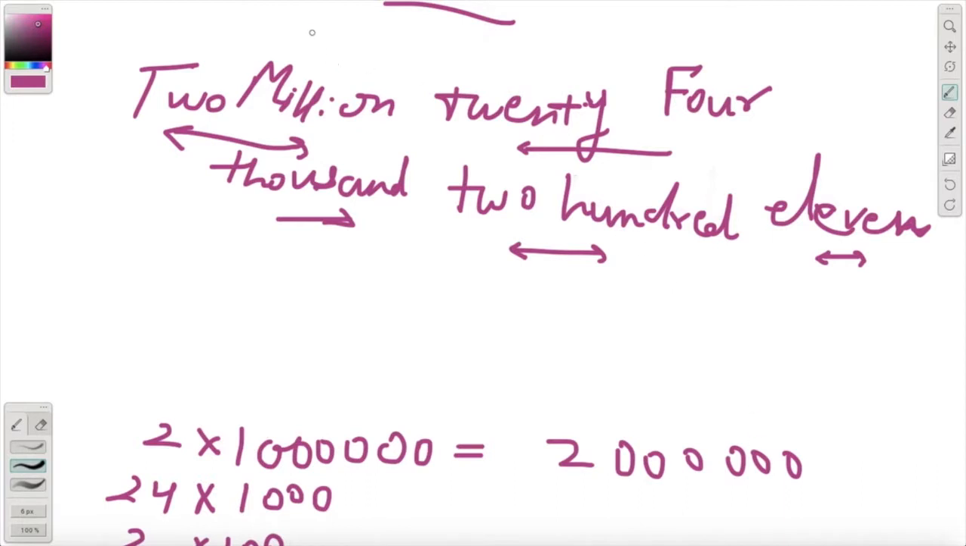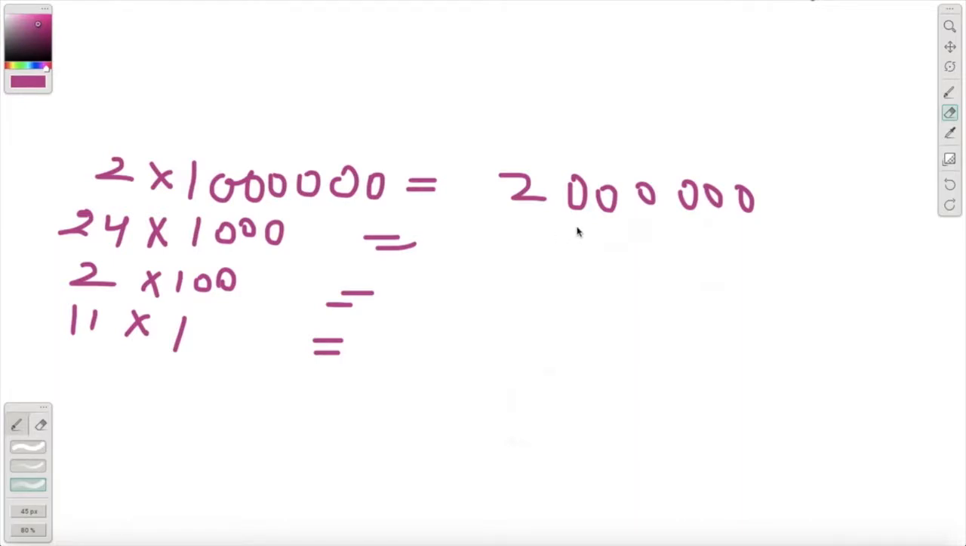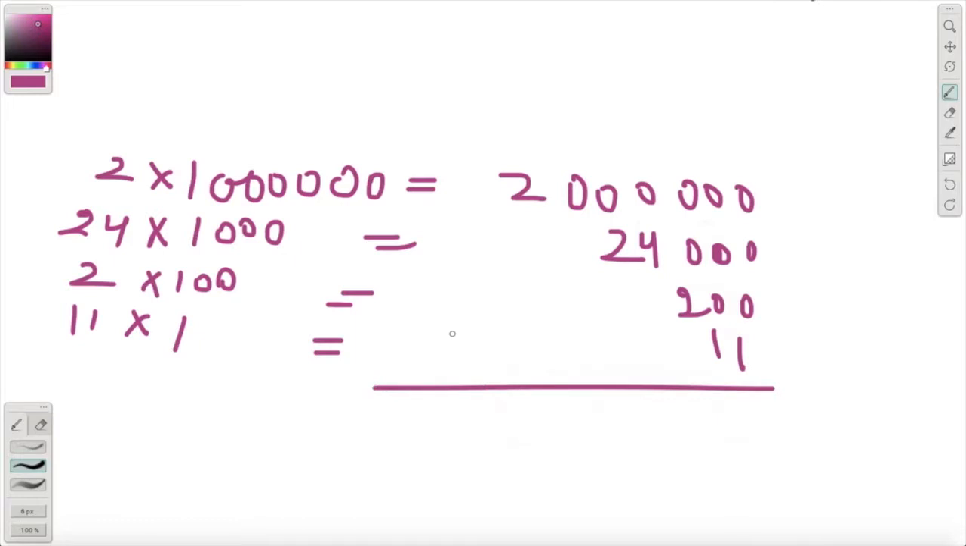Then our next set of numbers, let's say I'll put it here as A, then I put it here as B, 24,000. So I wrote down 24 and then 1,000. 24 into 1,000 is our 24,000, which has 3 zeros. So we're going to write down 24 and then 1,000, 3 zeros. Then next is 200, 2 zeros. Then 11 into 1 is 11. If we add all of it, it will come out to be 2, 0, 2, 4, 2, 1, 1.